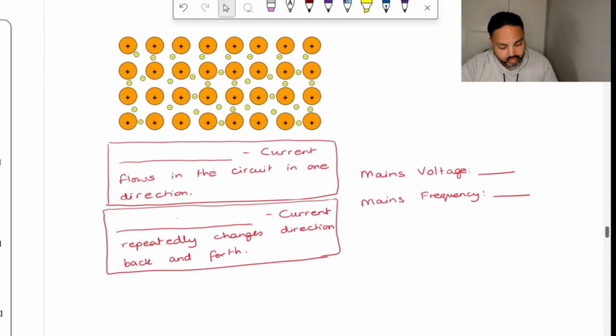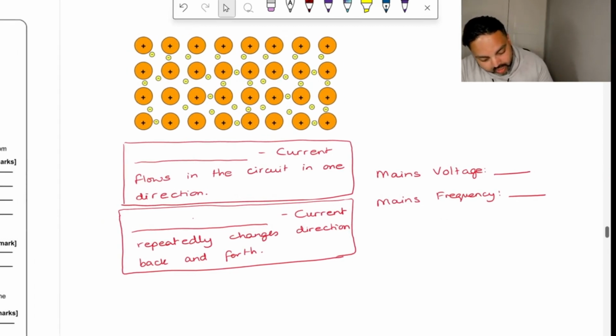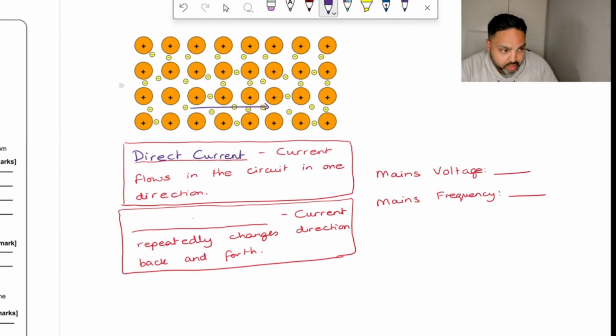When you talk about circuits, there are 2 types of current. When we talk about electrical circuits, there is direct current, and I've pre-written the definitions just to speed things up. There is direct current, where current flows in one direction only, and then there is alternating current. Alternating current is the same that you get from your mains electricity. In alternating current, the electrons move a very short distance. They move back and forth, so the current repeatedly changes direction. Because of that, it has a frequency.